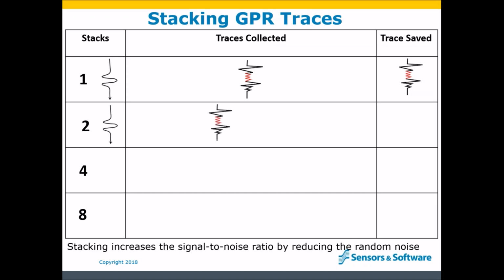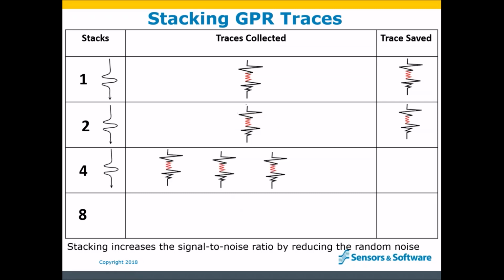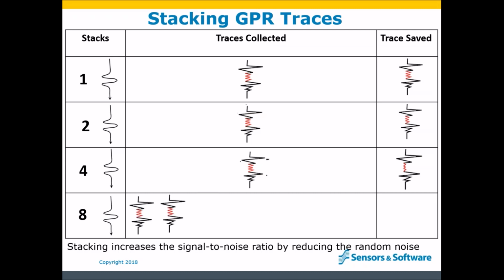For example, if you stack twice, it means you fire the transmitter once, collect the trace, then you fire the transmitter a second time, collect the second trace, then you average those traces together and save the average trace. If you stack 4 times, it means you fire the transmitter 4 times, collect 4 traces, average those traces together, and save the average trace. It's the same deal for stacking 8 times.